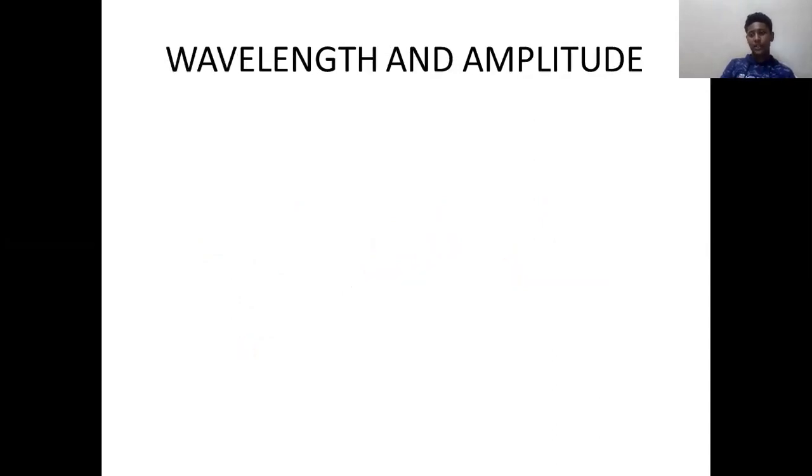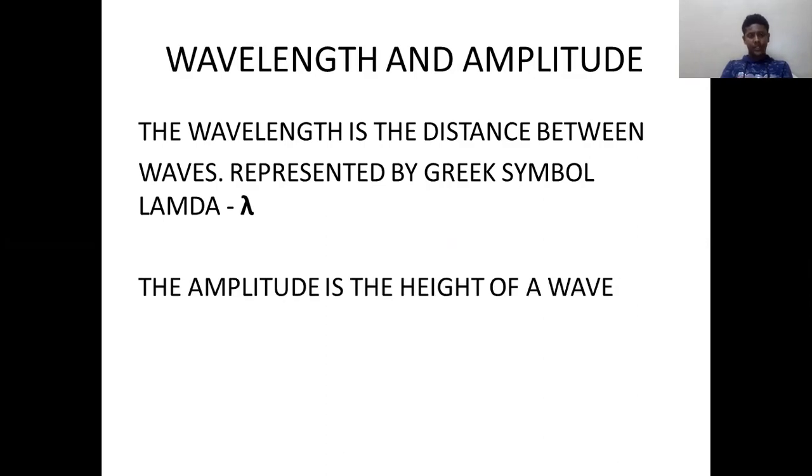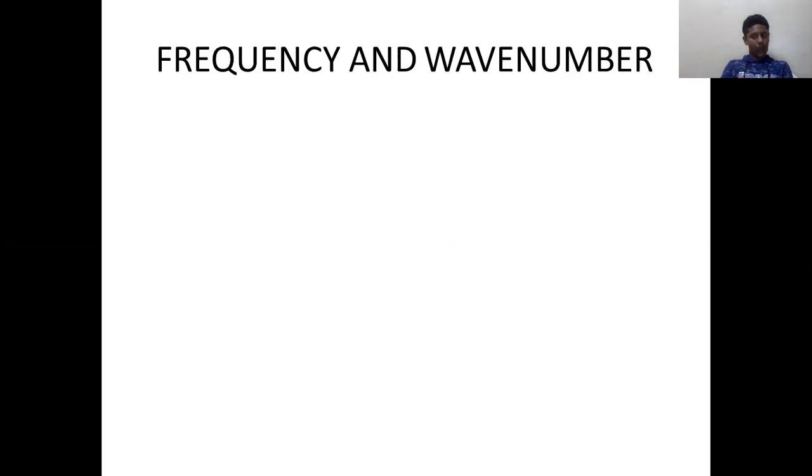Wavelength and amplitude. As we just saw, wavelength is the distance between two crests, and it's represented by the Greek symbol lambda, as you can see on the screen. So that's how you use it in the equations. You represent it with the Greek symbol lambda. And amplitude is the height of the wave. The next topic, frequency and wave number.